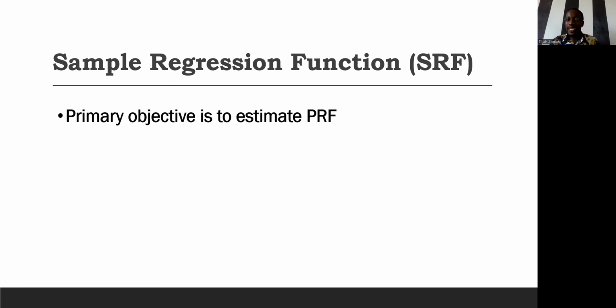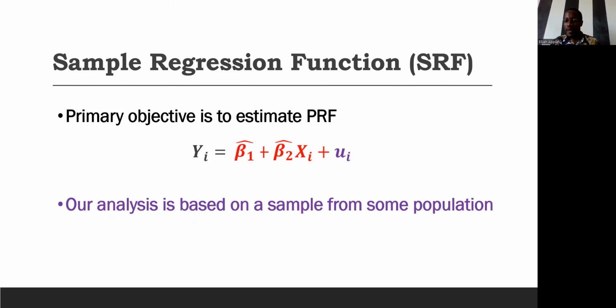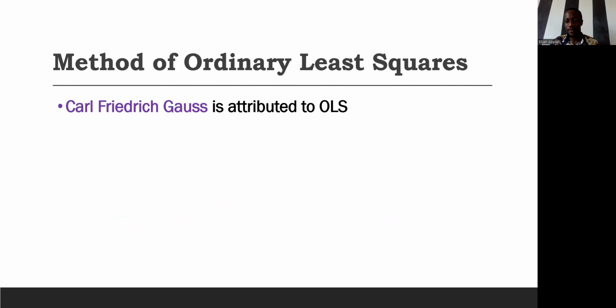So the primary objective is to estimate the population regression function, remember? But because we are going to work with a sample, what do we do? We estimate the beta 1 and that of the beta 2. So that is the objective. We estimate the population regression function based on the sample, so we get beta 1 hat, beta 2 hat. Our analysis is based on a sample from some given population. That is very clear for us because we've been working with samples all along.